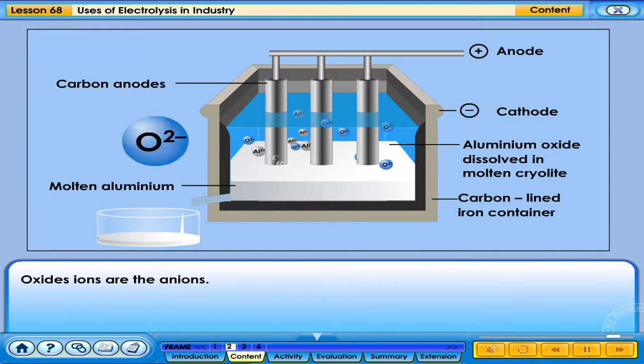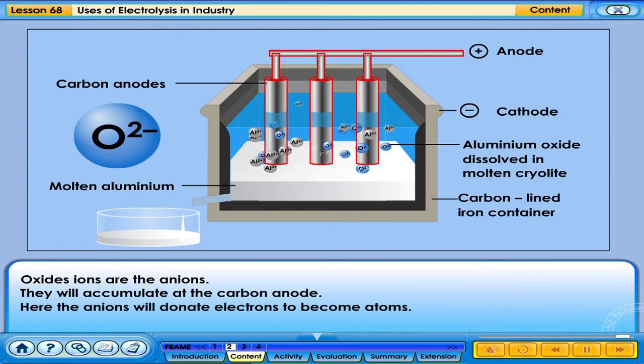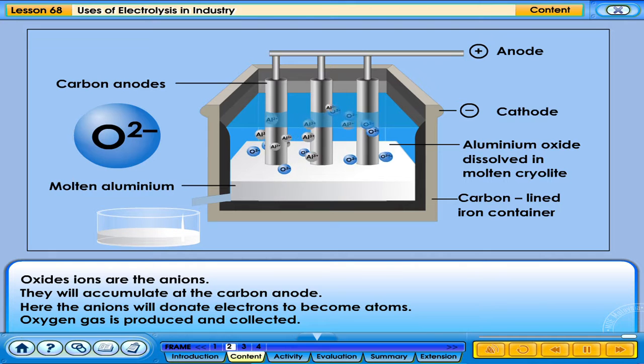Oxide ions are the anions. They will accumulate at the carbon anode. Here, the anions will donate electrons to become atoms. Oxygen gas is produced and collected.